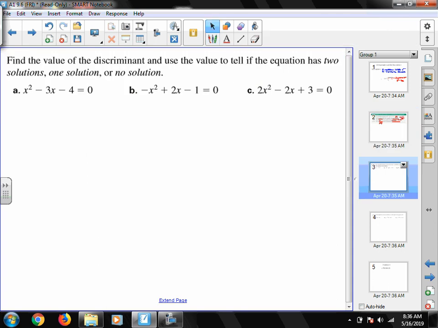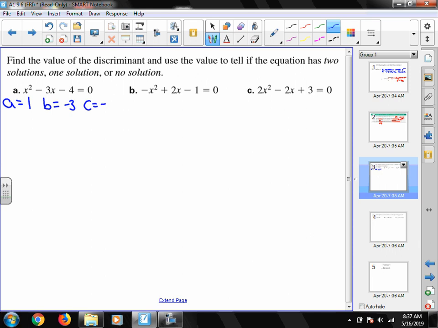Problems are going to look like this today. I'm going to tell you to find the value of the discriminant and use the value to tell if the equation has two solutions, one solution, or no solutions. So I start this off very much like I do the quadratic formula. I identify a, which in this case is 1, b is negative 3, and c is negative 4. As always, our equation still has to be equal to 0. Don't forget about that little piece.